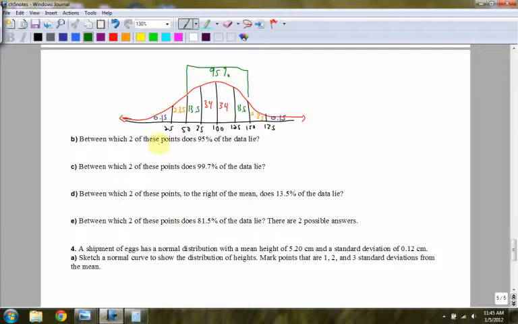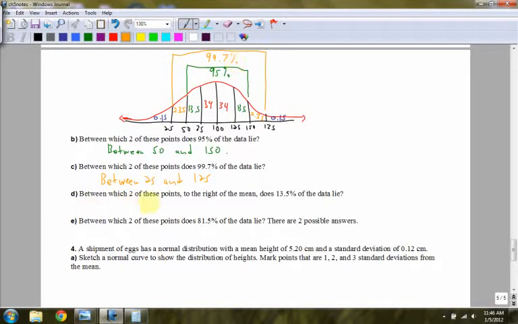So that is between 50 and 150. Those are the 2 points. Between which 2 points 99.7% of the data? Well, we know that 99.7% is between 3 standard deviations, right? So it's going to be between there and there. So that's going to be between 25 and 175, right? 99.7% of the data.